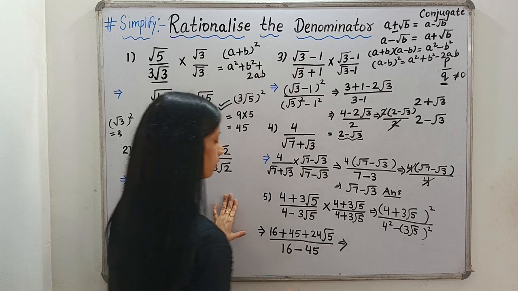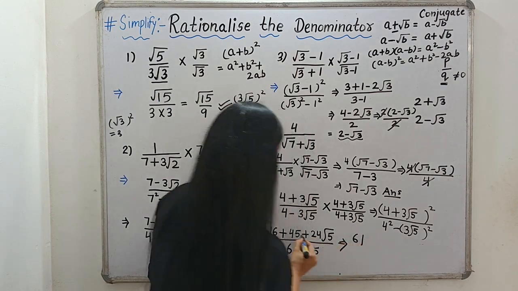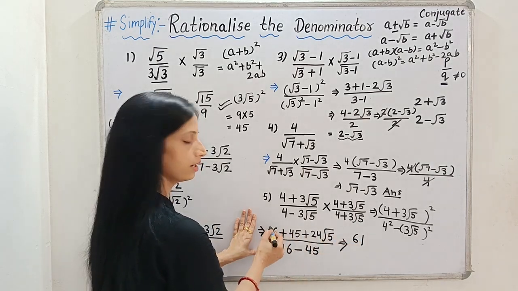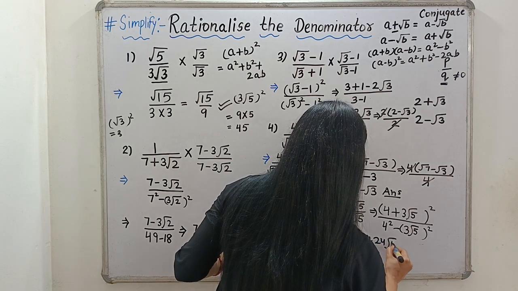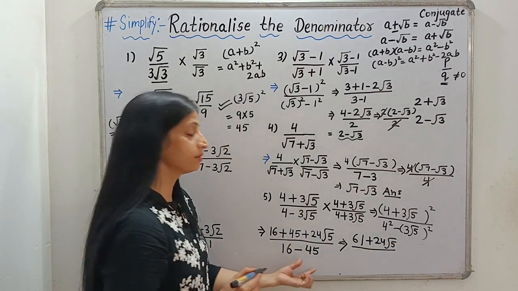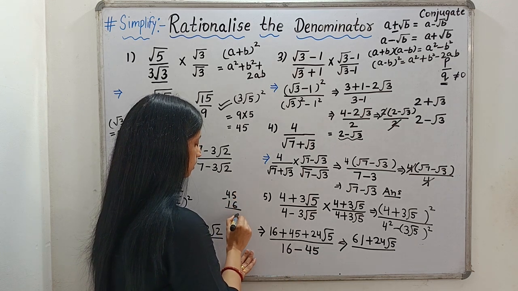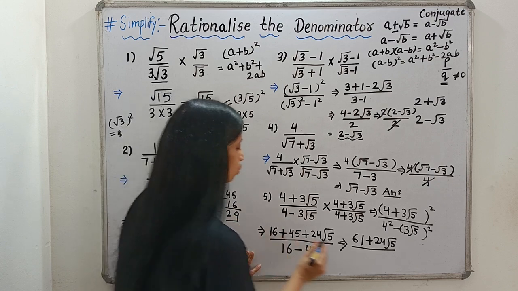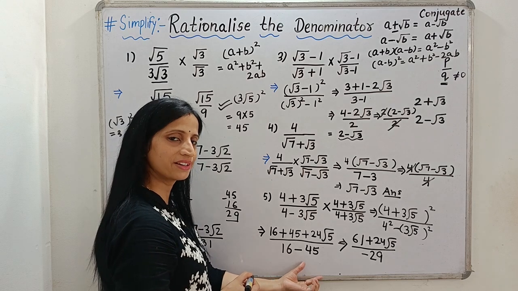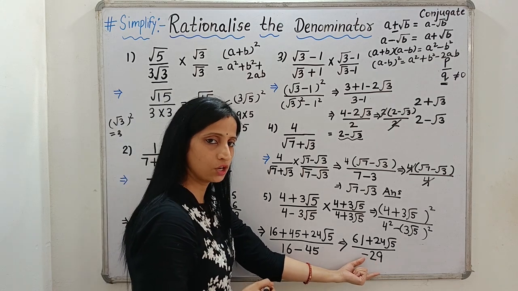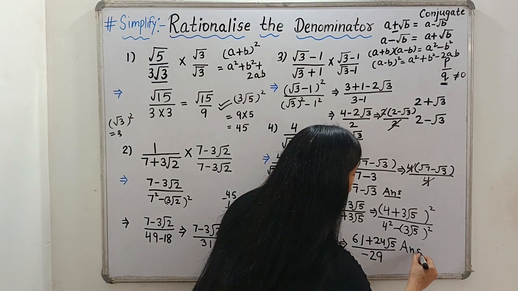So further we can simplify it. 16 plus 45 is, it will be 61. Okay, 5 plus 6 is 11. 1 will be carried over. So 61 plus 24 root 5 upon 16 minus 45. So 45 minus 16. 15 minus 6 is 9. 3 minus 1 is 2. So we are left with 29, but it will be minus 29 because 45 is greater. So again we have rationalized the denominator. We got the integer minus 29. So this will be our answer of this question.